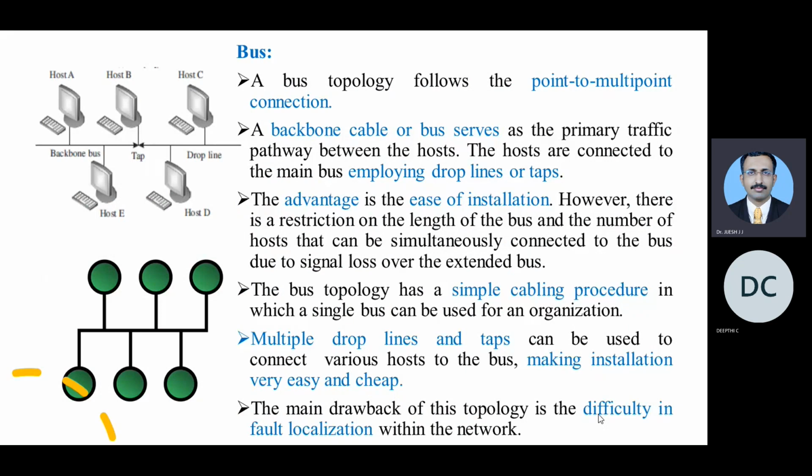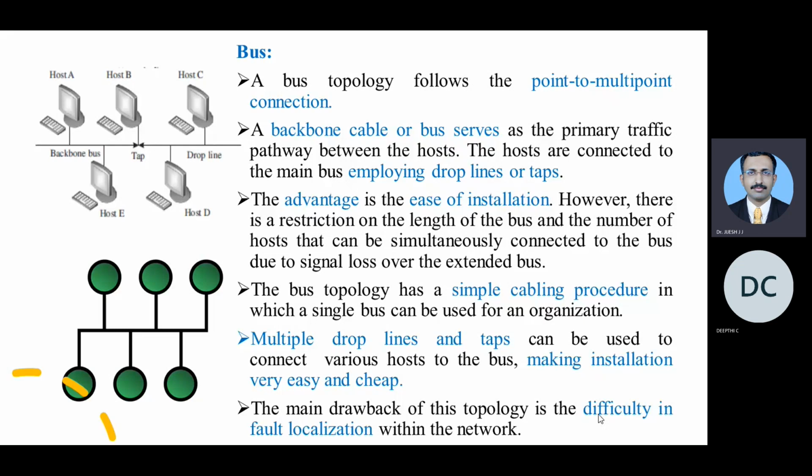Yeah, that is what you can see: this is the backbone which gets connected. The nodes get connected to that. It acts as a backbone to the node. So you can see that a bus topology follows the point to multi-point connection.